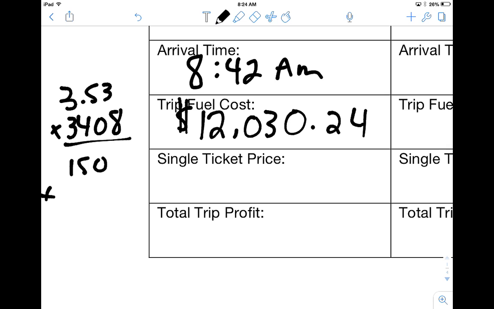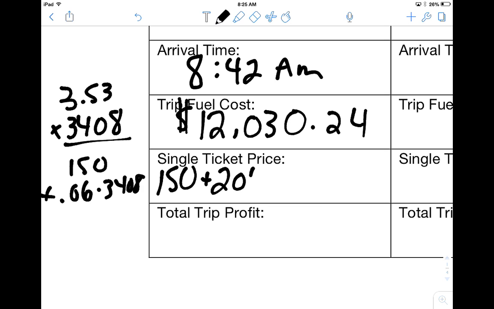Now, a single ticket price, I know that my ticket structure is 150 plus 6 cents per kilometer, so 0.06 times 3408. So let's do that. 0.06 times 3408 is 204.48, and then I add 150 to get it. All right, so this is 150 plus 204.48. So my total price is 354.48.